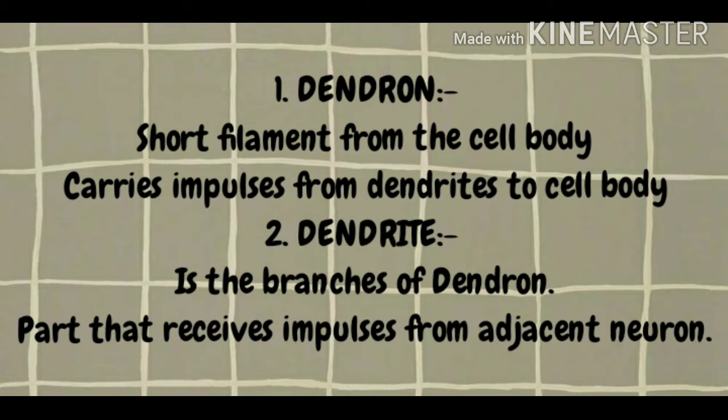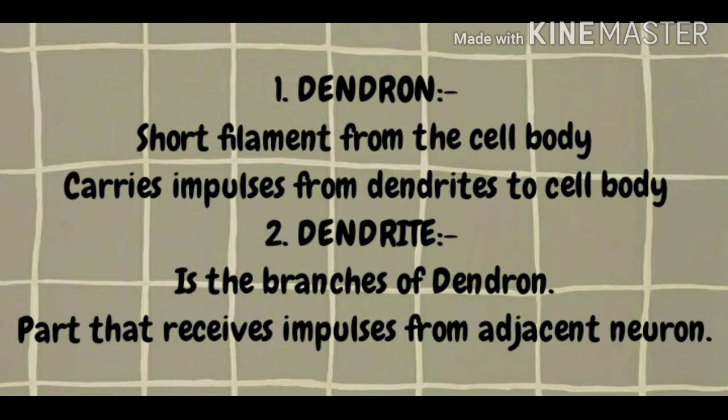The first one is dendron, which is a short filament from the cell body and which carries impulses from the dendrites to the cell body. Dendrite can be regarded as the branch of dendron which receives impulses from the adjacent neuron.